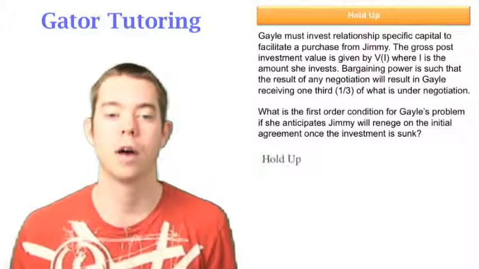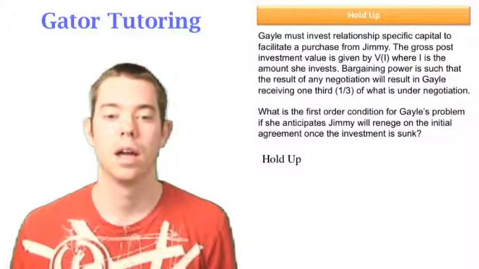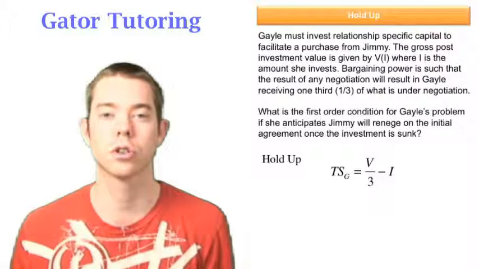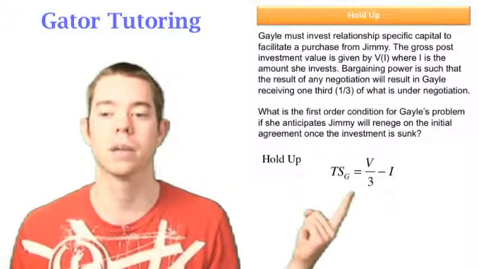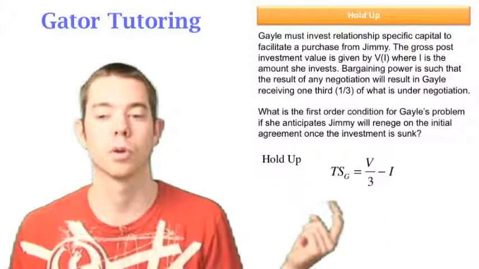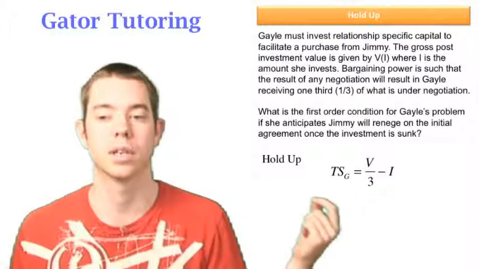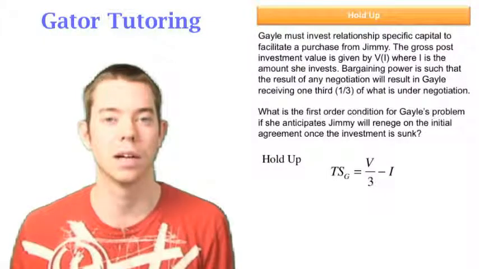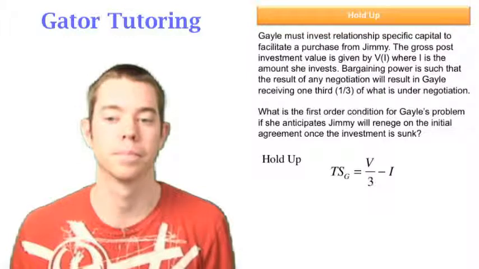So with holdup, how much is she going to invest? And in this case, it's just asking us for the first order condition. Well, we know that her total surplus is the value divided by 3 minus the investment. Because this is with holdup, we're splitting the value divided by 3 because that's what she'll get, 1/3 of it, minus the investment on its own level because he will renege.